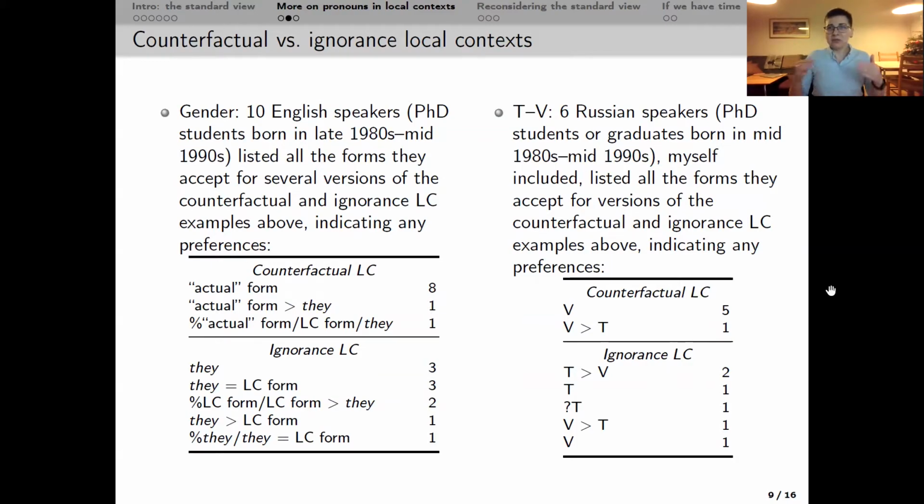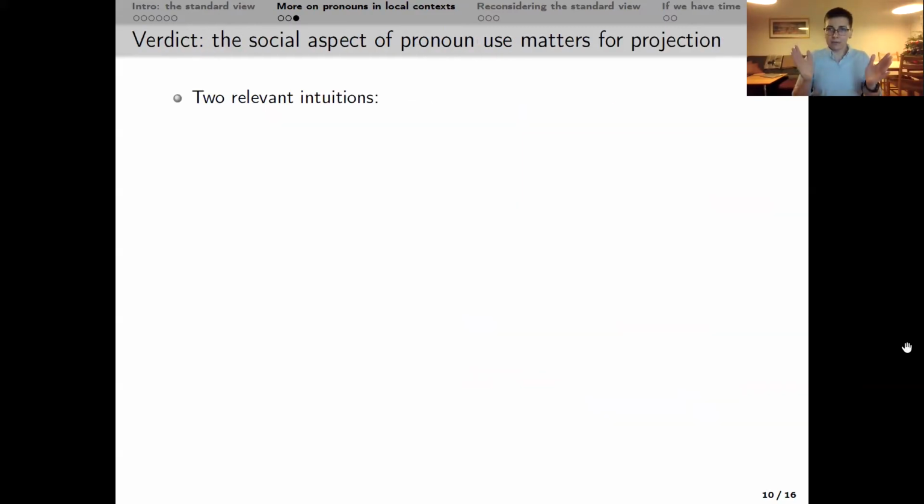And when it comes to TV, you basically have as many judgment patterns as you have speakers, and people also start asking a lot of follow-up questions and making a lot of follow-up comments, because for one thing, it kind of matters who you're talking to. Now, simply saying that gender and TV make these indexical contributions does not yet give us tools to explain these variation patterns. Here's two relevant intuitions that we could put forward at this point.